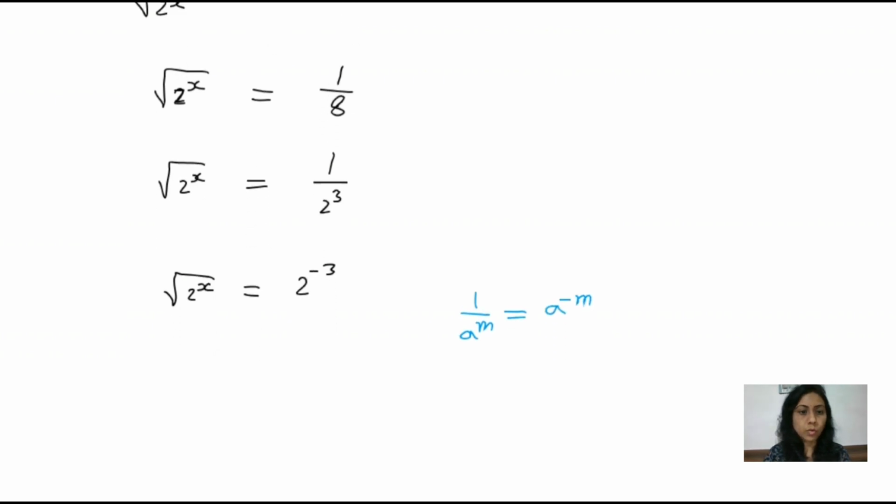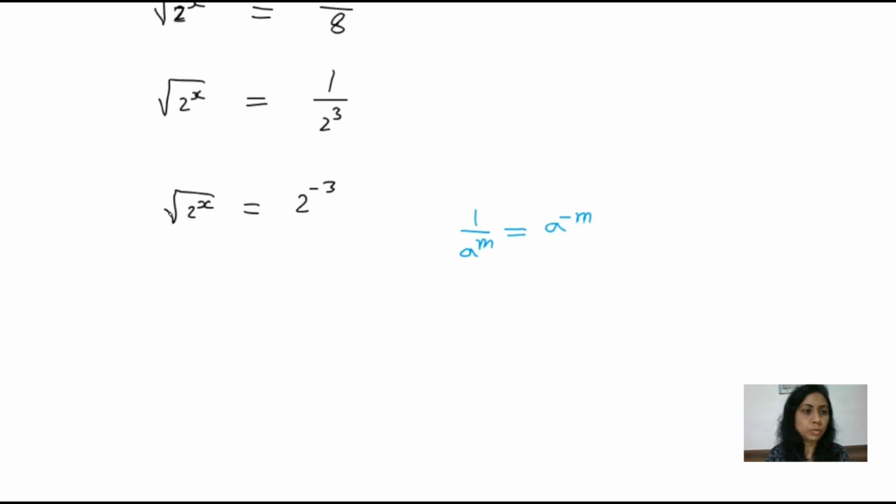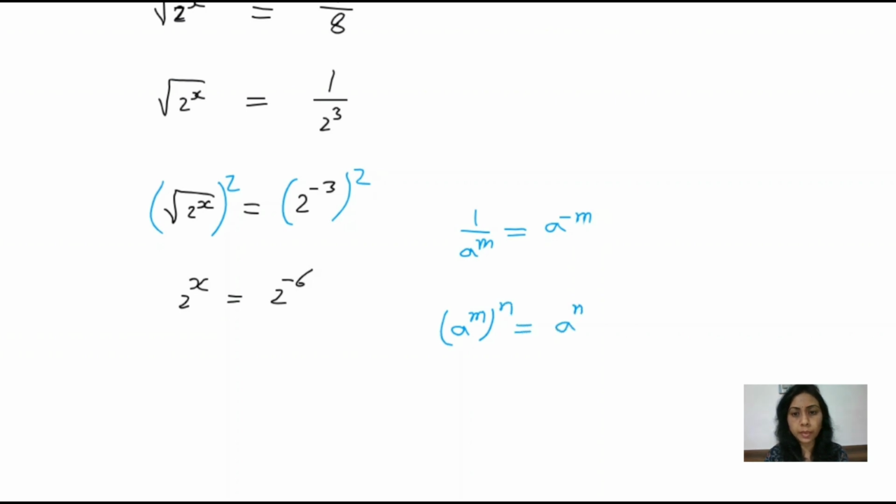Now we want to remove this square root. Taking the square on both sides, the square root and square cancel, 2 to the power x, and here power to the power multiplies, so minus 3 multiplied by 2 gives minus 6. Here we applied (a^m)^n, so multiply m and n. Here the bases are the same, so the powers are also equal. So x is equal to minus 6 is the answer.